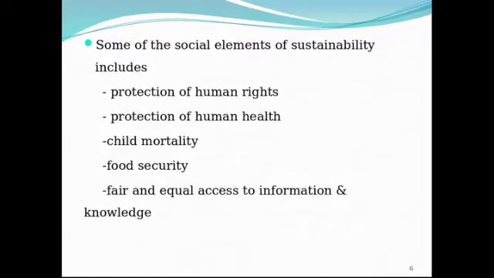Then what are the measures by which we can know whether social sustainability is established or not? They are known as the social elements, which include the protection of human rights, protection of human health, child mortality, food security, and fair and equal access to information and knowledge. These are the major social elements of sustainability.